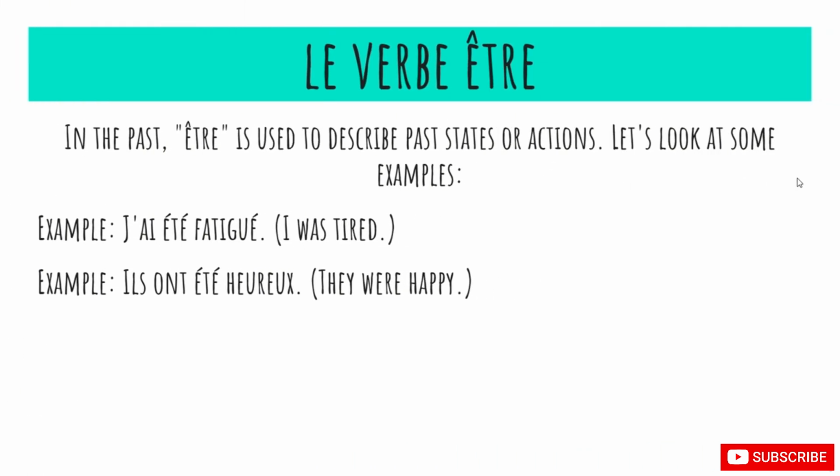So in the past, être is used to describe past states or actions. Let's look at some examples. J'ai été fatigué. I was tired. Ils ont été heureux. They were happy.